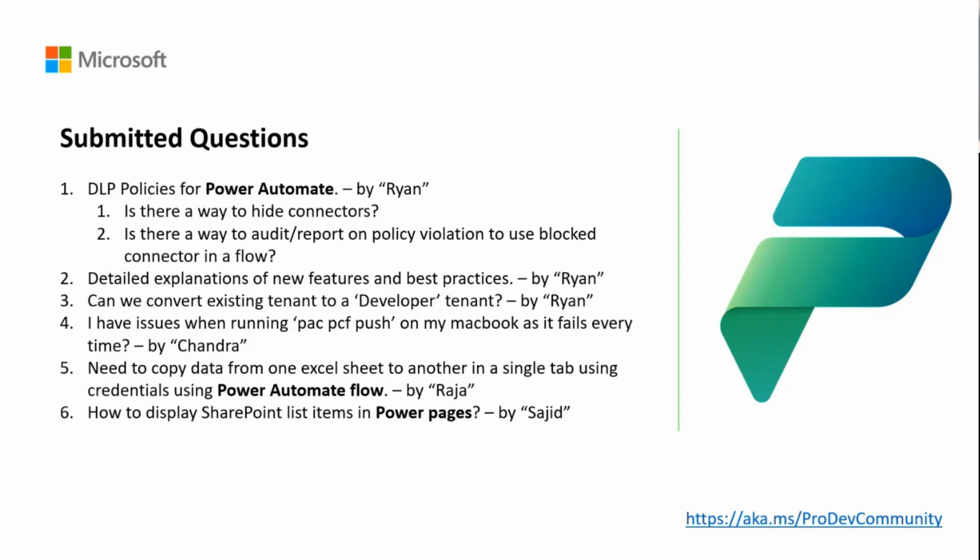So at the moment, let's really quickly go by the submitted questions we had. There were a couple of questions related to Power Automate. There's one about DLP policies for Power Automate, whether there's a way to hide connectors, and whether there is an audit report on policy violations when someone is using a blocked connector in a flow. And also question number 5: need to copy data from one Excel sheet to another in a single tab using credentials using a Power Automate flow.